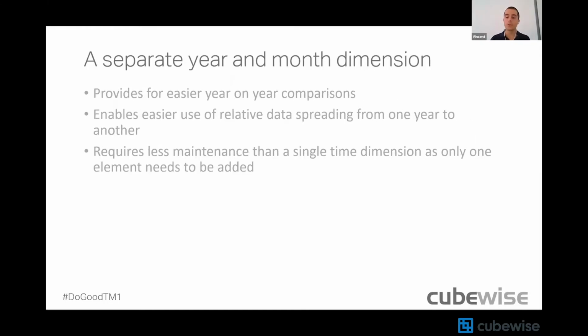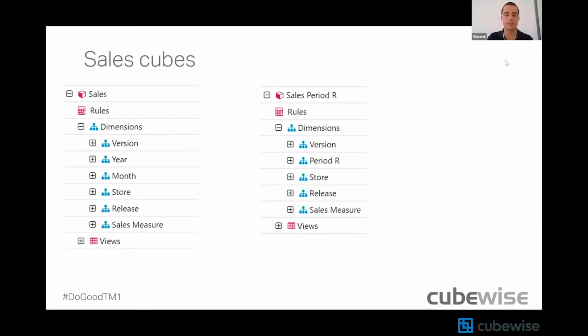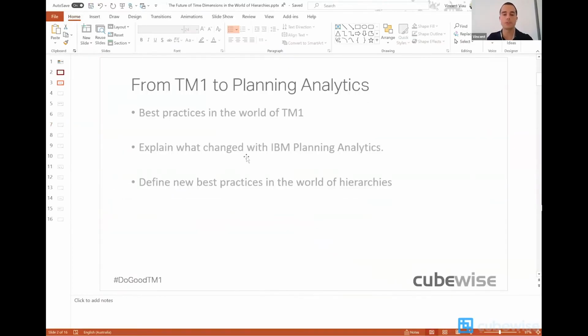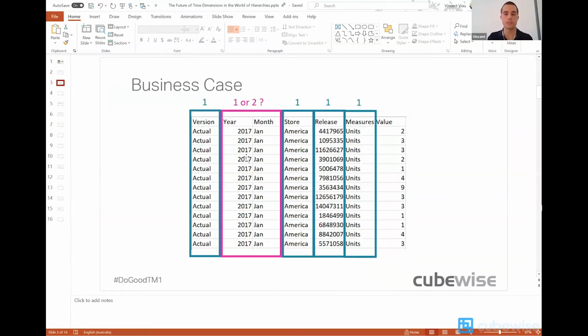All right, so in the world of TM1, you cannot go wrong if you use separate year and month dimensions. It provides easier year-on-year comparisons, it enables the users to easily do related data spreading, and it also requires less maintenance. So let's have a look, based on this use case here, I created a cube in this example with year and month as separate dimensions.